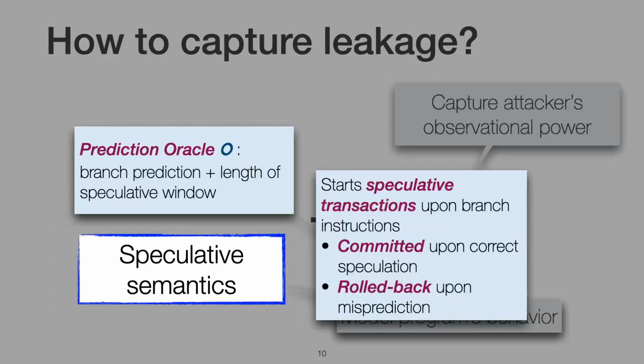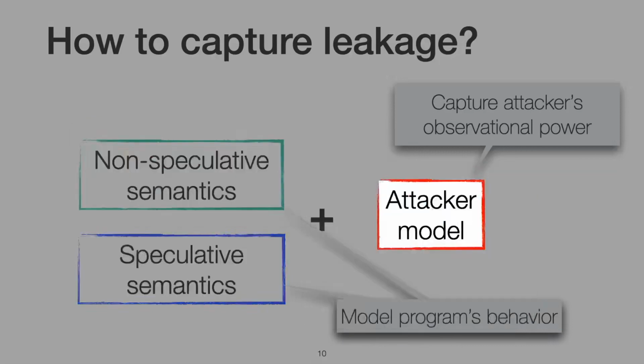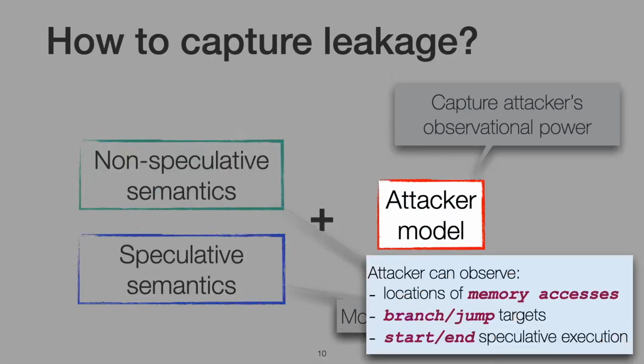Then, the semantics starts a so-called speculative transaction. When the speculative window reaches 0, the semantics checks the prediction. Speculative transactions are committed whenever the prediction is correct and rolled back otherwise. Regarding the attacker model, we consider an attacker that can observe the addresses of all memory accesses, the changes to the program counter introduced by branch and jump instructions, and the beginning and end of speculative execution.